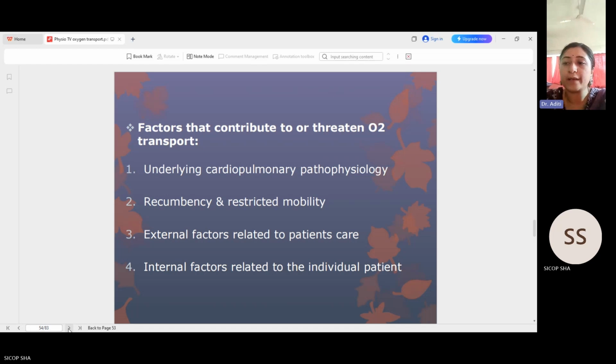Now let's look at factors that contribute to or threaten oxygen transport. It will all depend on the underlying pathophysiology or underlying conditions. Recumbency and restricted mobility further put the oxygen delivery system in danger. There are external factors related to patient care and internal factors related to the individual patient.